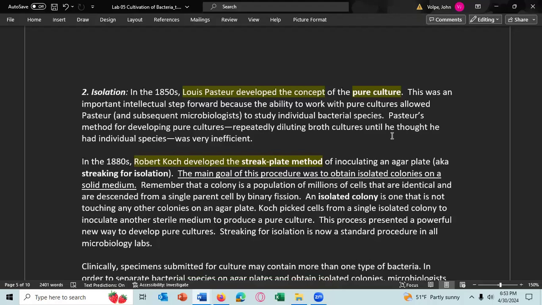And Louis Pasteur was correct. But that was not a very easy way to get a pure culture. Robert Koch developed an easier way to get a pure culture, and that is you simply streak the bacteria on a solid media, called the streak plate method, or streaking for colony isolation.